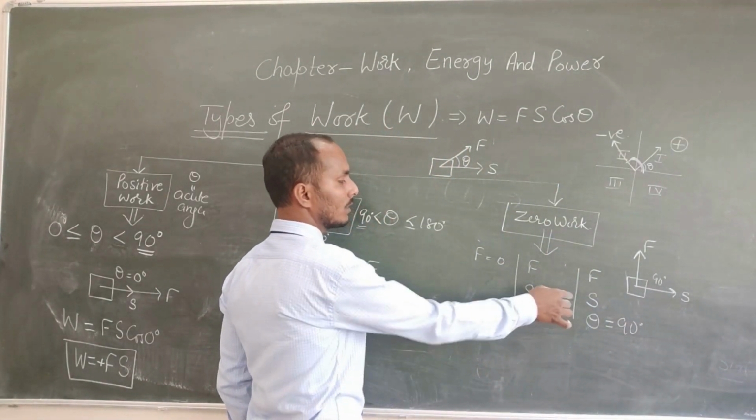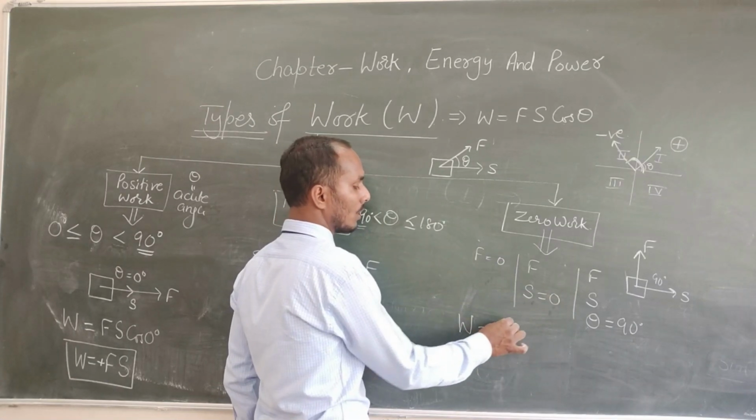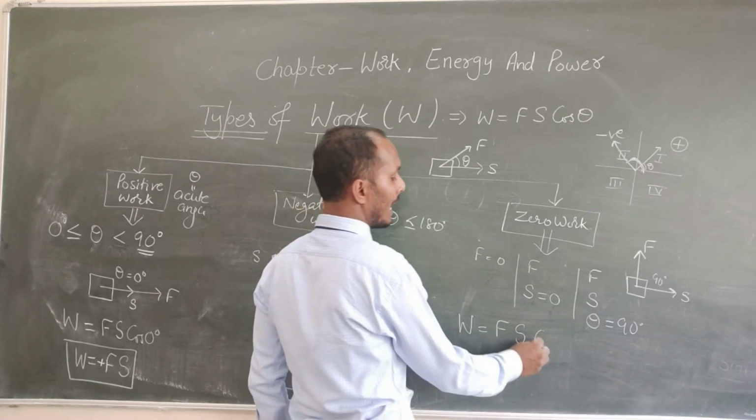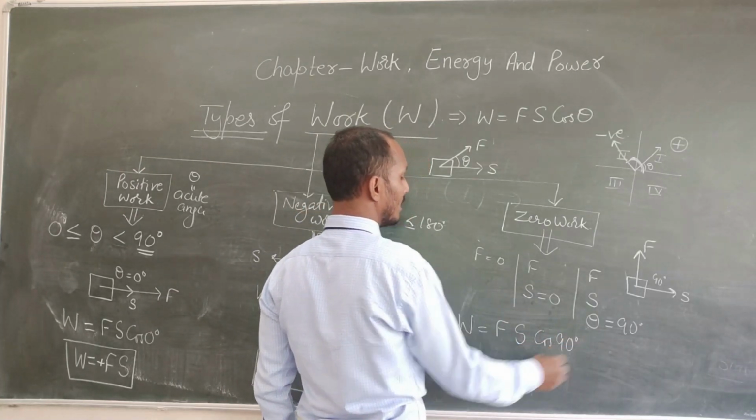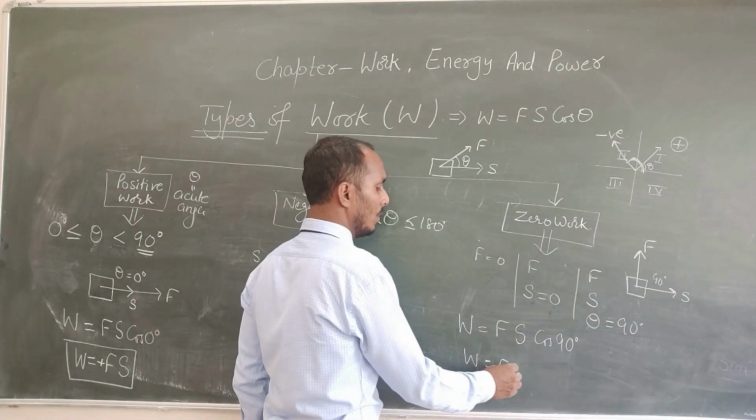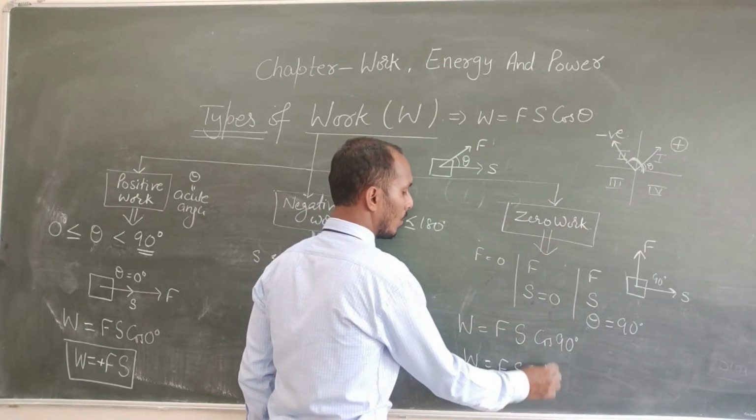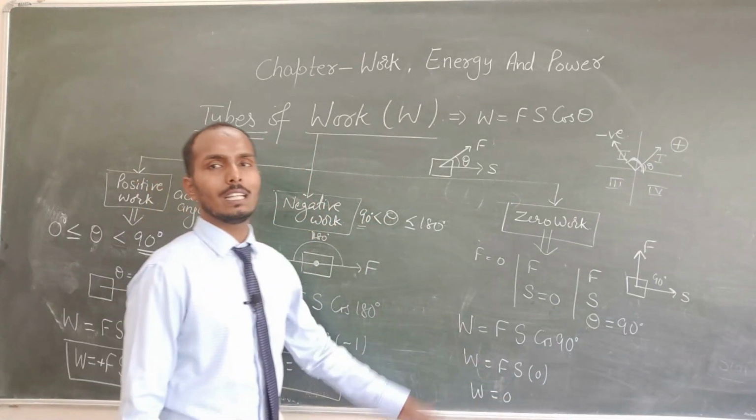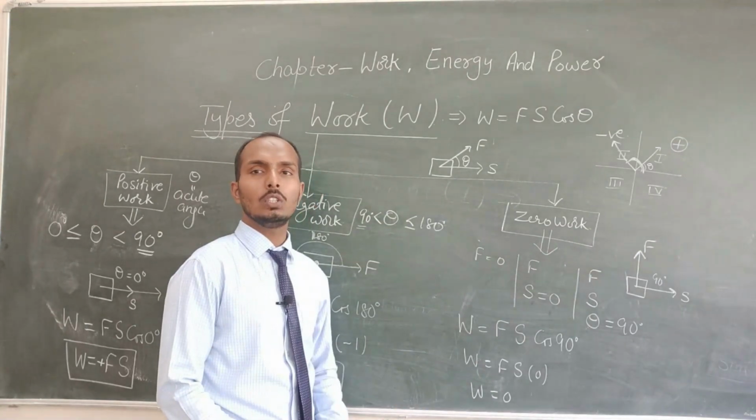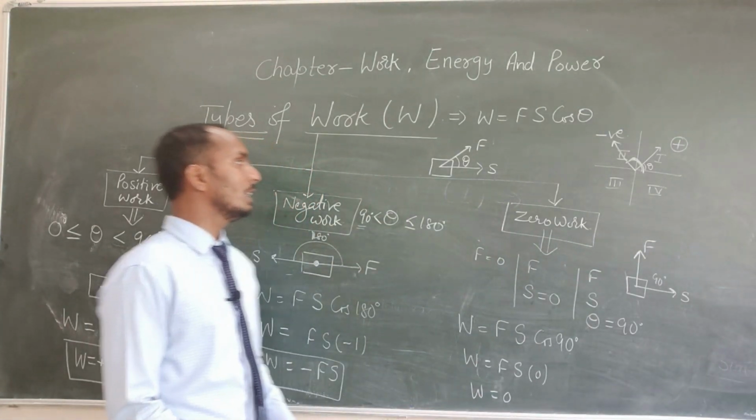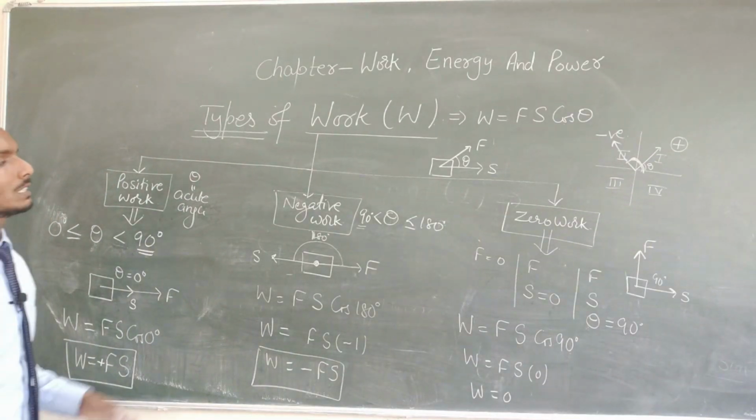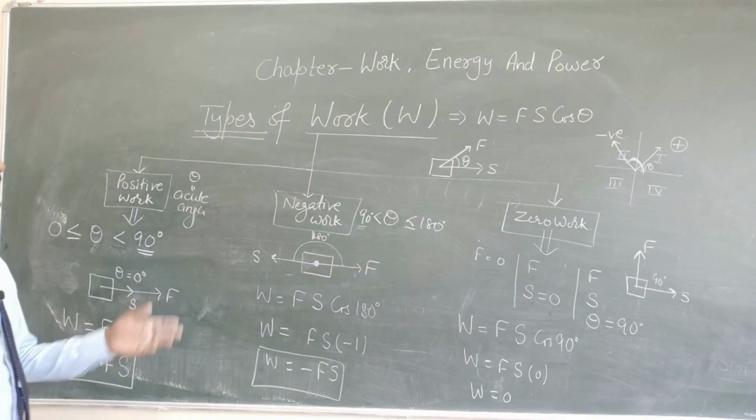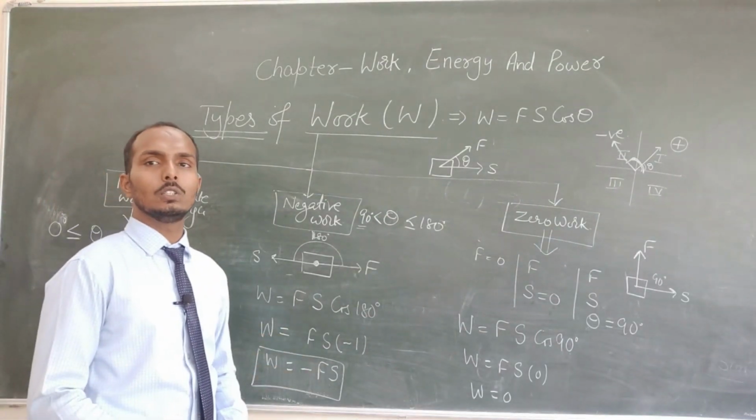Third case: we applied force on a body and the body is displaced, but the angle between force and displacement is 90 degrees. Then we know that the value of cos 90 degrees is 0. When you multiply it, it becomes 0. So in this case you can say that work is said to be 0. In this way there are three cases. You can say that there are three types of work: first is positive work, second is negative work, and third is zero work.